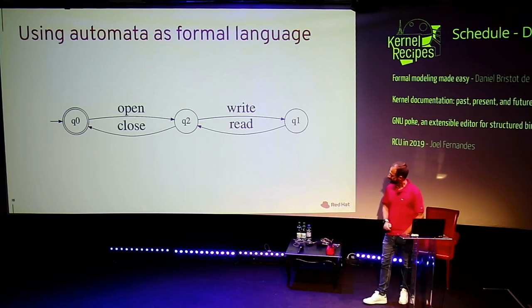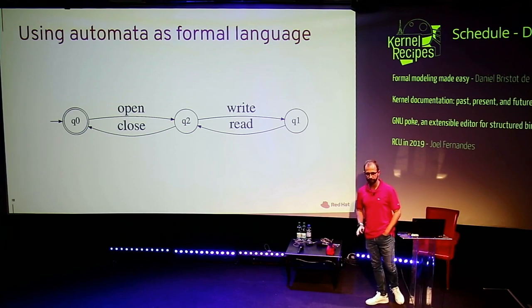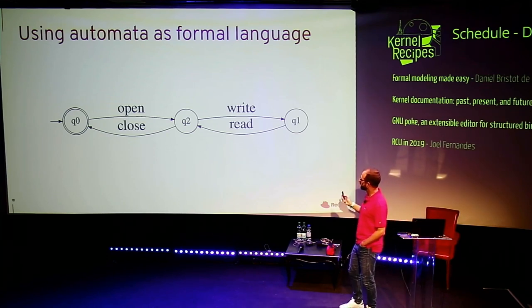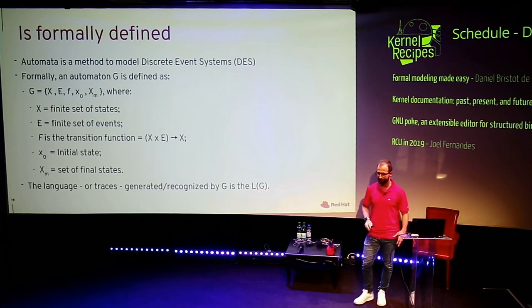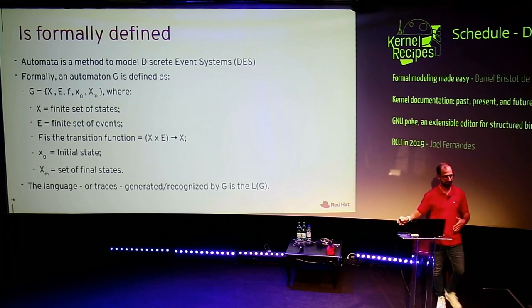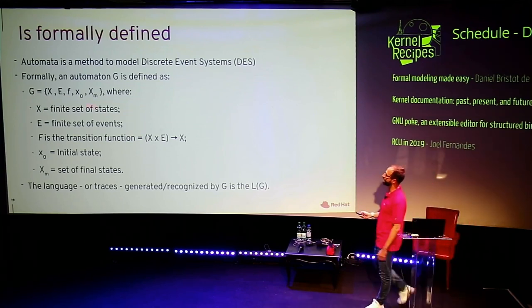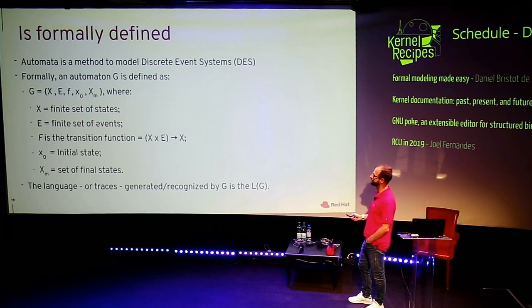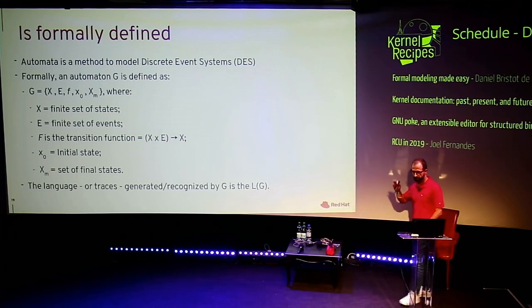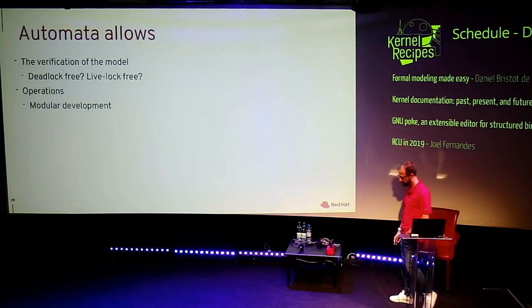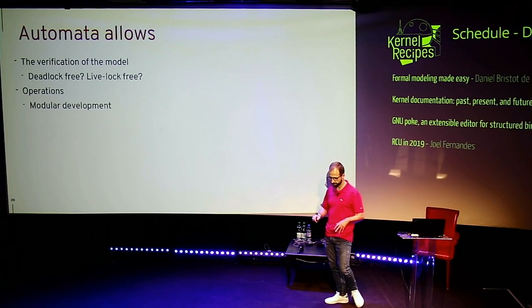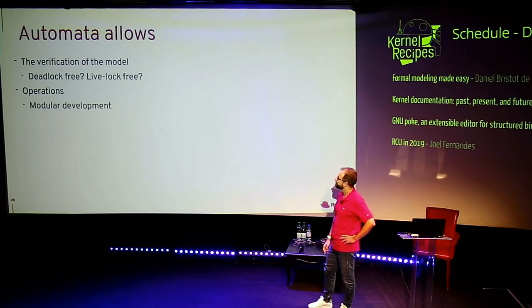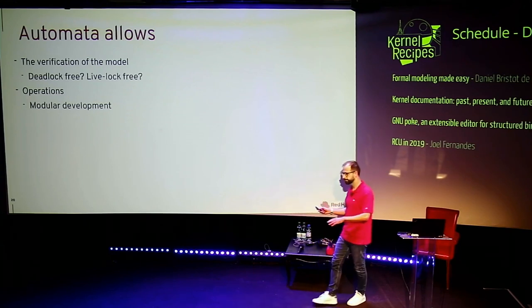Okay, it's a good thing that this seems simple. This format looks simple, but behind the scenes, everything is deterministically defined. An automaton is a set of states, a finite set of events, and a function that gives me, given a state and an event, my next state. I have a defined initial state and a defined final state. So this formalism in the automata opens us the possibility of verifying the system using other methods.